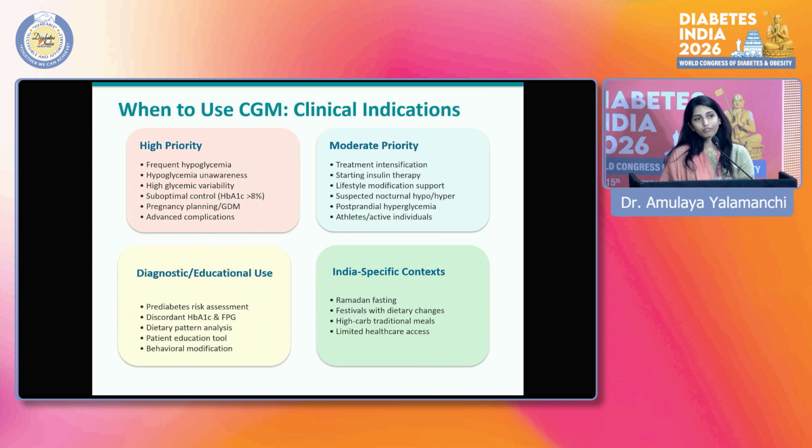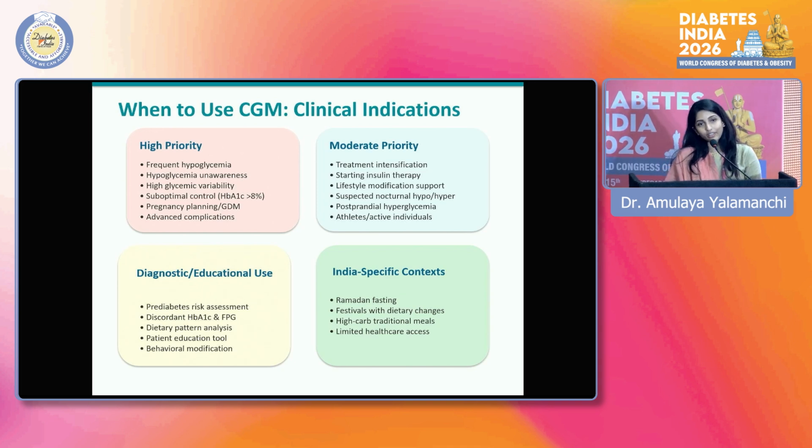So we know CGM is really effective in type 2, but when to use it? High priority should be given to any patient who is having frequent hypoglycemia, especially those with hypoglycemia unawareness, especially elderly patients who are living alone, and patients who have high glycemic variability or suboptimal control, more than 8%. Patients who are planning pregnancy or have GDM, we have to give high priority to start CGM, and moderate priority can be given for treatment intensification, patients who are starting insulin therapy or require lifestyle modification support.